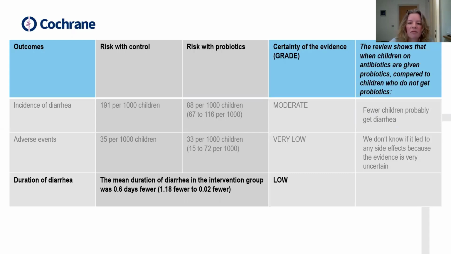So we could say it's equivalent to little or no difference, and the certainty of the evidence is low. So we could say that probiotics may make little or no difference in how long diarrhea lasts. And we use may to reflect the fact that we only have low certainty evidence.